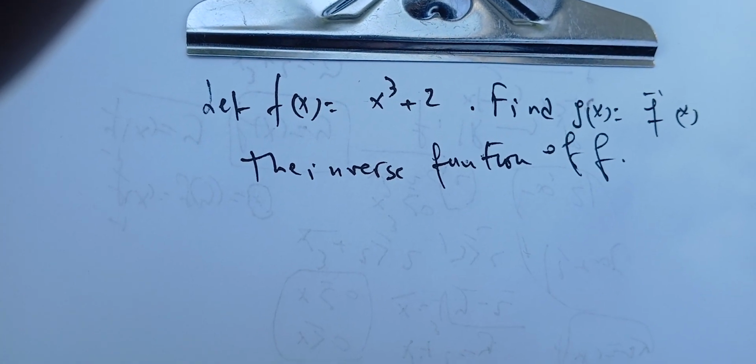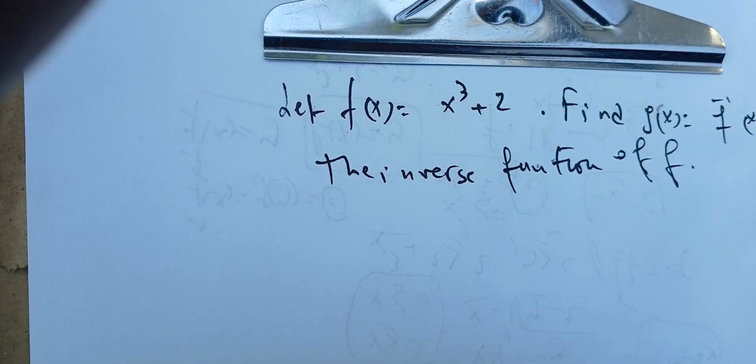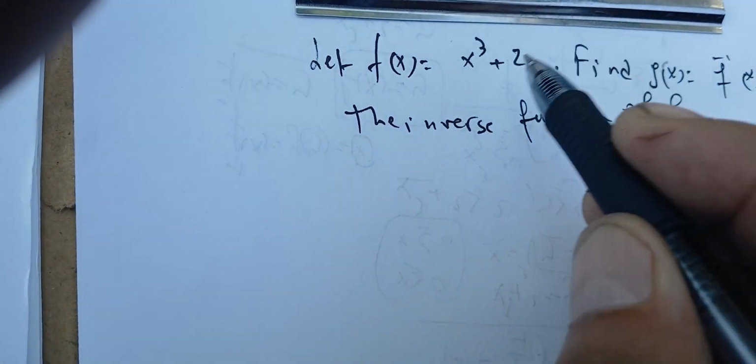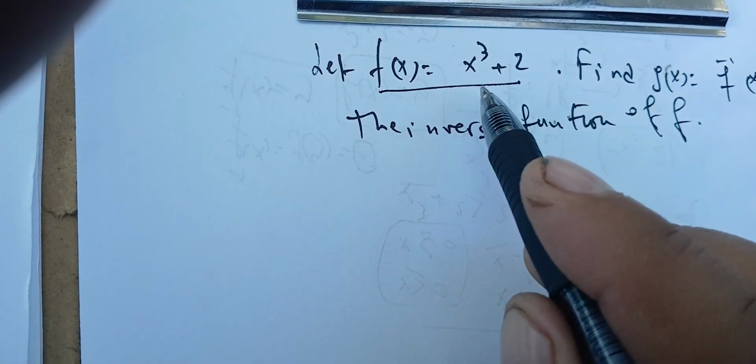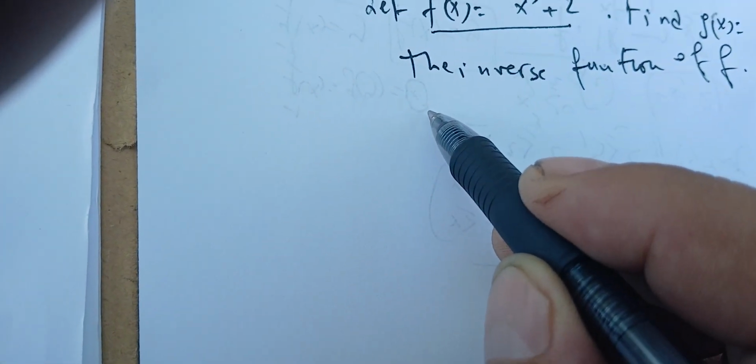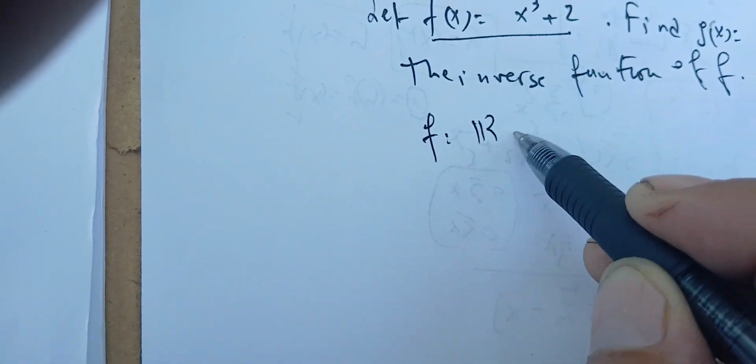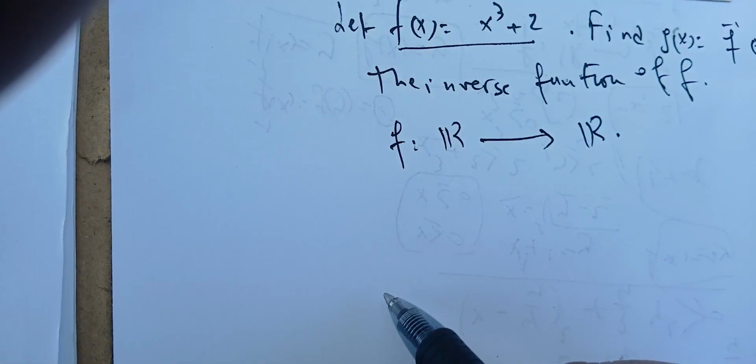Okay, now let's work another example concerning the inverse functions. Let f be x cubed plus 2. In this case, we see that f is defined from R onto R.